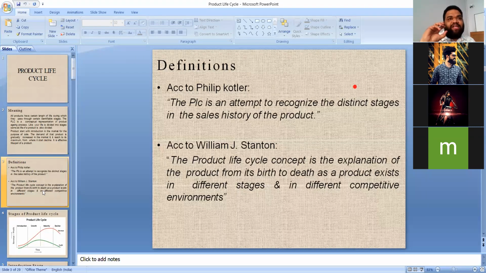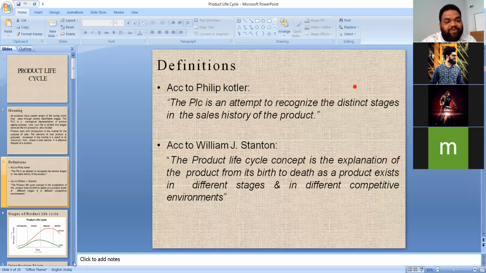According to Philip Kotler, PLC is recognized as the sales history of the product. But William J. Stanton is telling that PLC can be said as the journey from birth to death, that is, from the introduction to the decline stage, having different stages in different competitive environments.